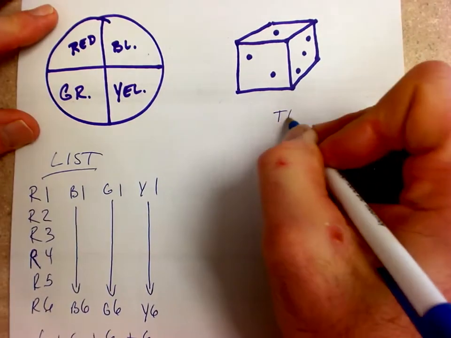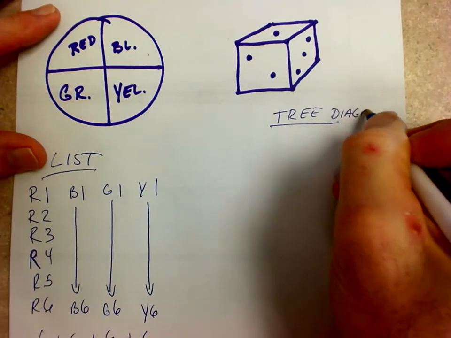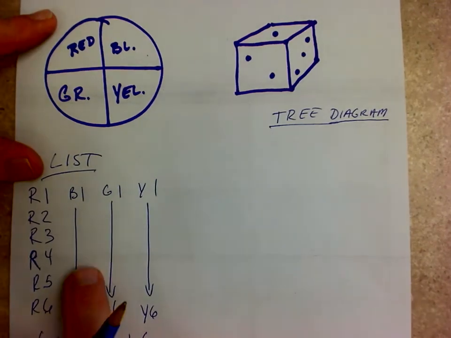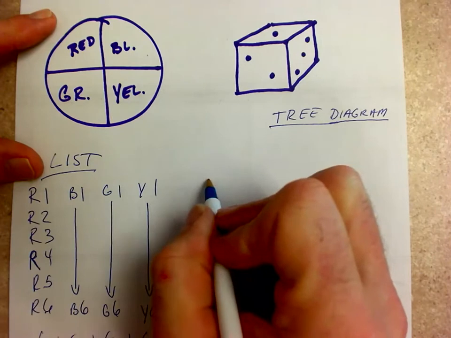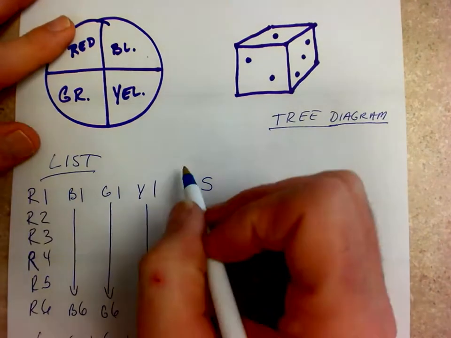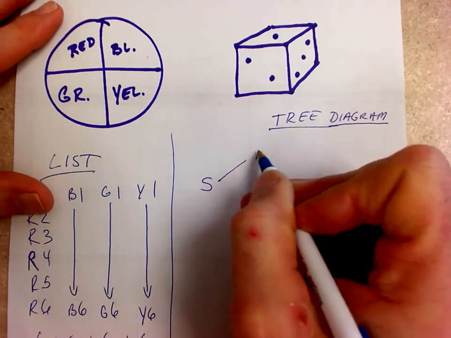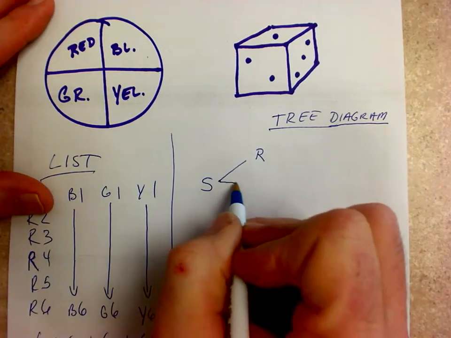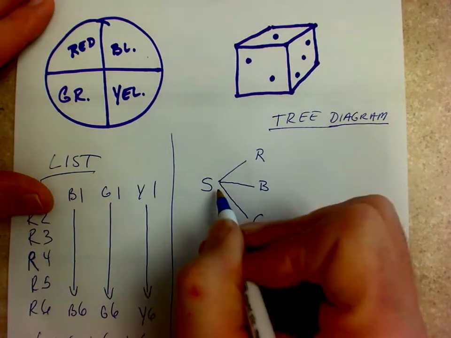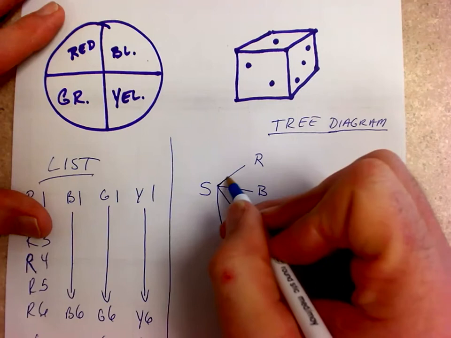The second approach is that we sometimes ask you to make tree diagrams. A tree diagram is nothing more than another way to organize these things. Like with all trees, you start with your seed. And then as we start to grow, we need a branch for the red, a branch for the blue, a branch for the green, and a branch for the yellow. So that's our first year growth.